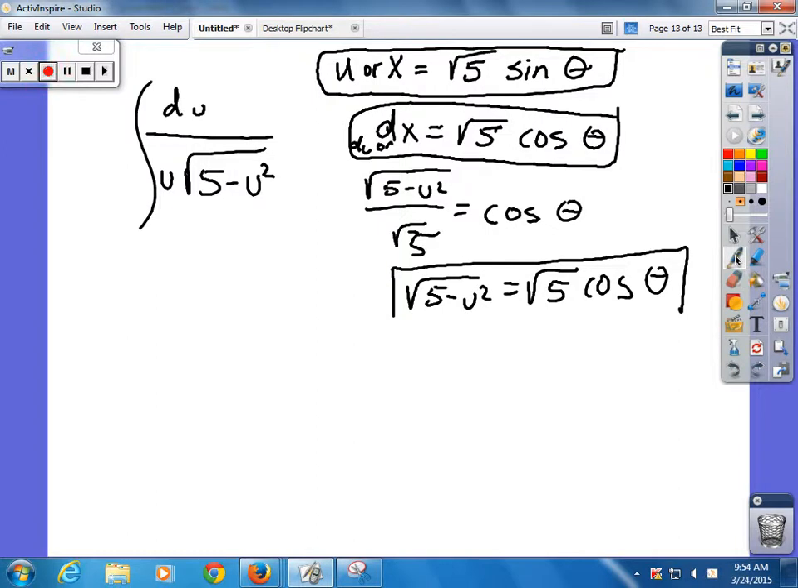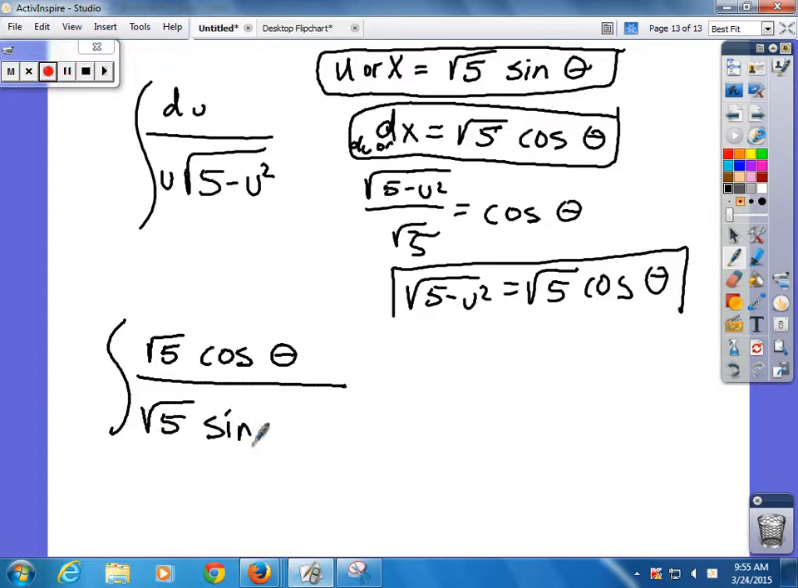All right. So, plug and chug. du is what? Square root of 5 cosine theta. That's right, class. Square root of 5 cosine theta over u, which is square root of 5 sine of theta, times this, which is what? I done got mixed up. Here we go: square root of 5 cosine of theta.